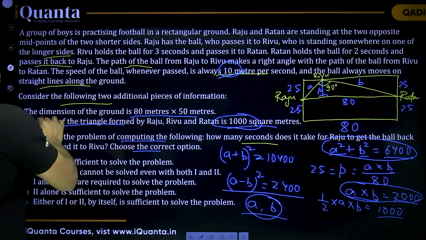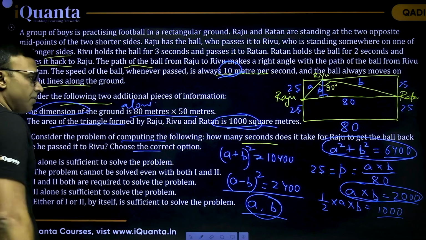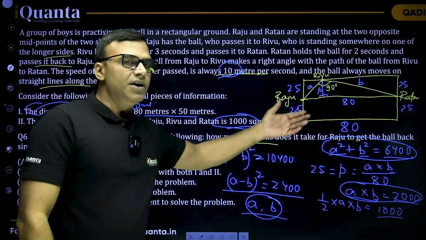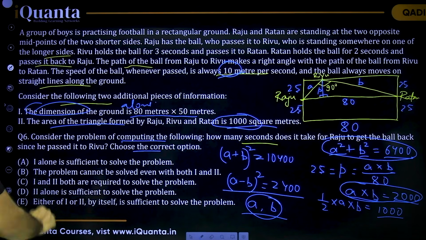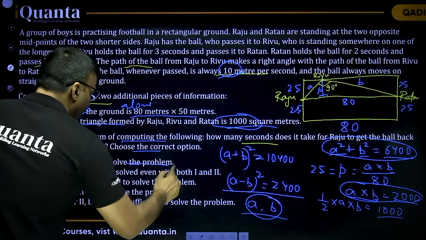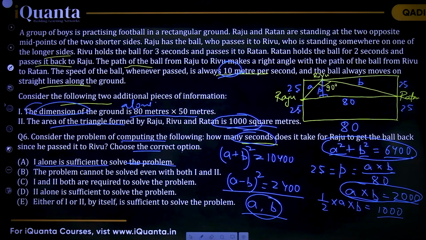So the first statement alone is sufficient. The second statement is not required. It's a repetition of something that we already could derive from the first one. So the answer of the question will be: 1 alone is sufficient to solve the problem. The problem was finding the time, so that can be done with the help of the first statement. Only option A is the correct answer, and that's what you mark in the exam.